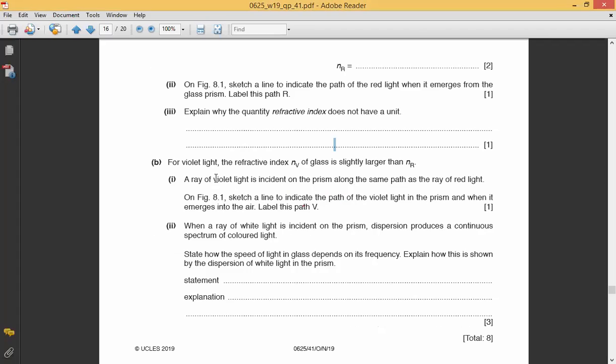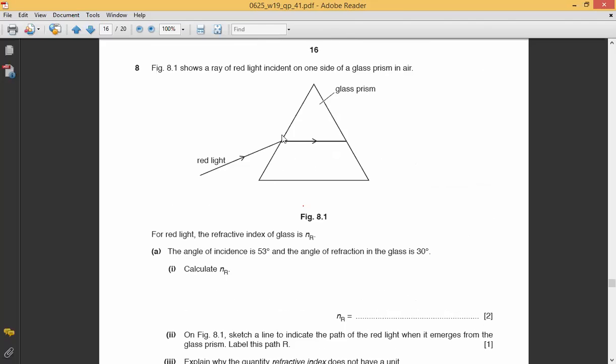They said a ray of violet is incident on the prism along the same path of the red. Sketch this. When a ray of light is incident, dispersion produces a continuous spectrum of color. State how the speed of light depends on its frequency and explain how this is shown. They asked us to do red and violet.